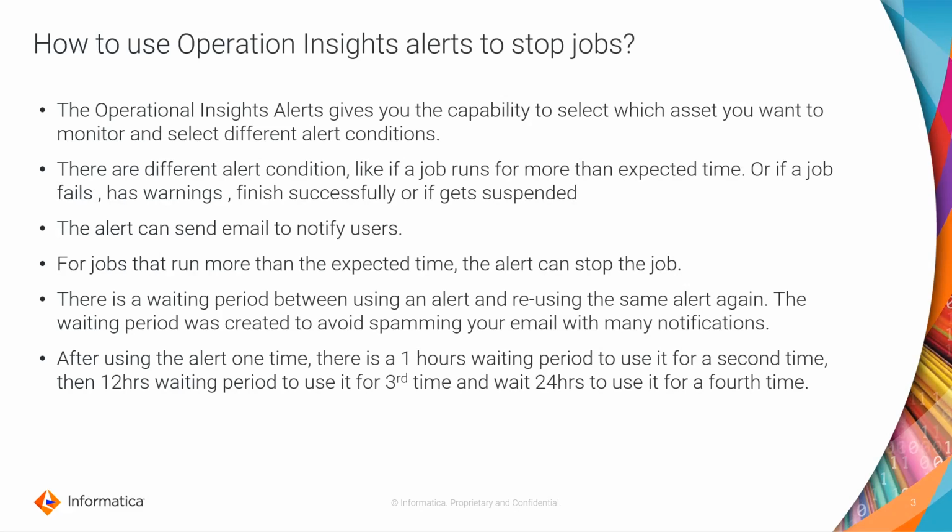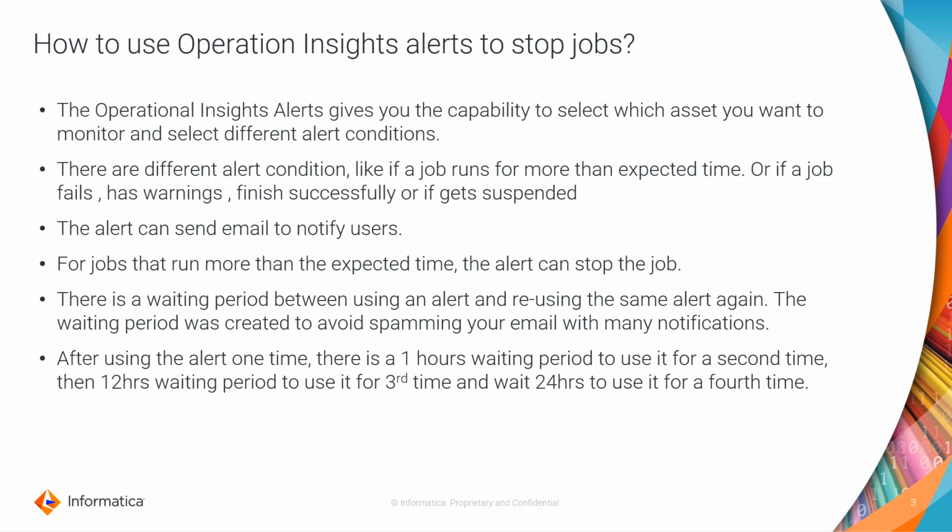The Operation Insights alert has capabilities that will allow you to check on a job that is running, and you can get alerts. This alert is going to be an email telling you if the job failed, if it finished with warnings, if it finished successfully, if it got suspended. You can also set limits for how long you want the job to run, and if it runs for more than this time, you want to get a notification, and you can stop the job if you want. Or you can also choose how many rows you are going to process and set that as a limit.